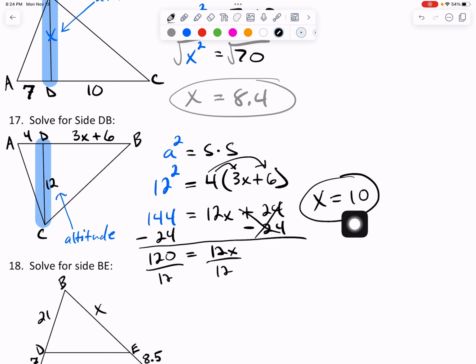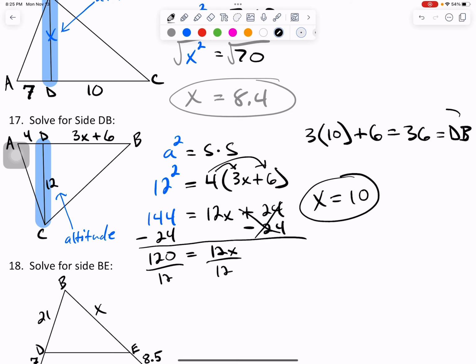Trust me. They want to try to get you right there. They want you to think that you're finished, but you're solving for the side of DB. So plug in your x value. We're just going to rewrite it. Here's DB, all right? So 3, open up a parenthesis because 3x is equal to 3 times x, plus 6 equals 36, which equals DB.